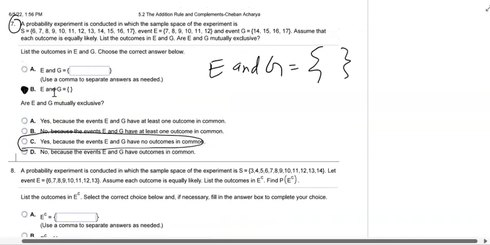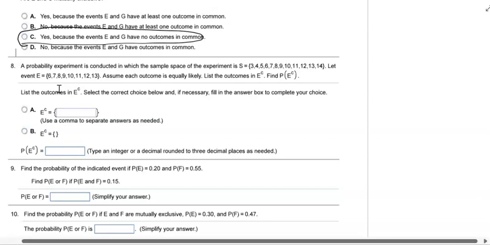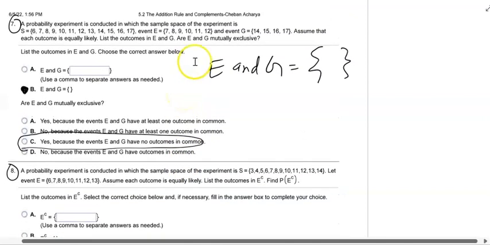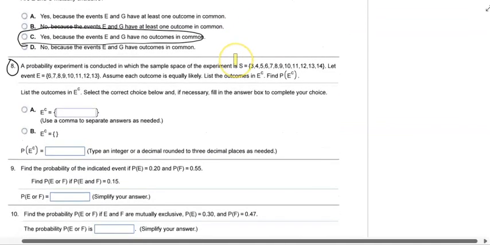All right. Now question number 8. There is another type of problem which involves complement. Remember that we talked about the complement before? The complement of the event is the outcome not in that event. Notice that E is 6, 7, 8, 9, 10, 11, 12, 13.